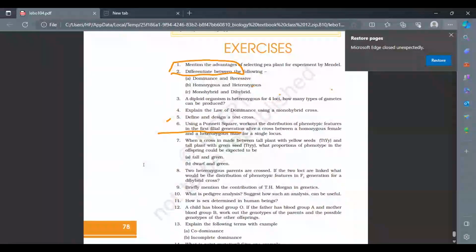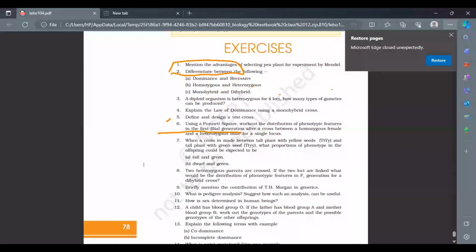A very important chapter, it holds a good amount of weightage also. A few questions I would like to take right now. We have 5 minutes of time left. For example, question number 9: briefly mention the contribution of Morgan in genetics. When they're asking you the work of Morgan, you talk completely of the work he has done on Drosophila, how he rediscovered the gene and everything, and why he chose Drosophila. That completes the whole thing. Such questions can be 3-markers also.